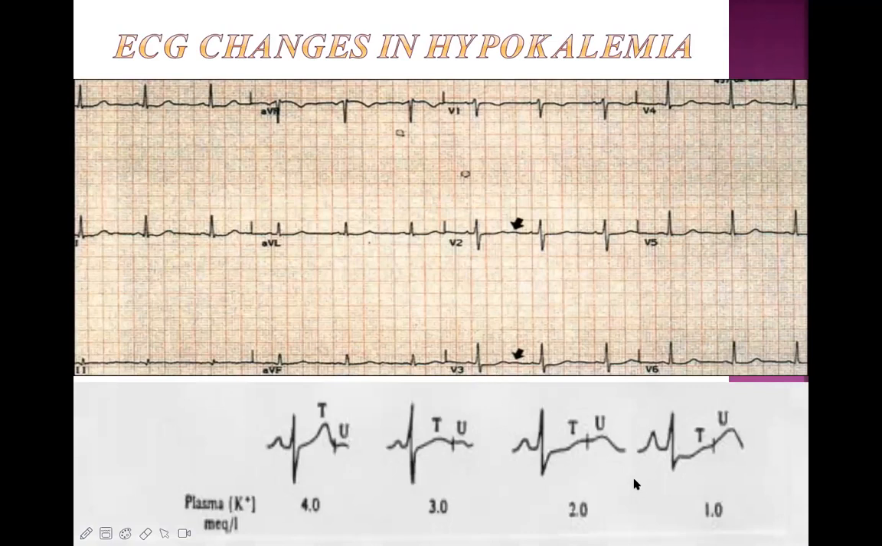Now there is another ECG tracing which is showing the same thing. Have a look here. When plasma potassium is 4 milliequivalent per liter, there is no U wave. It's a slight bulge, we cannot even detect it. But when it drops to 3, the U wave can be seen, and there is already flattening of the T wave. The U wave is still bigger at the level of 2. At the level of 1 milliequivalent per liter of potassium, the U wave is massively big. So this is the very important ECG finding in case of hypokalemia.